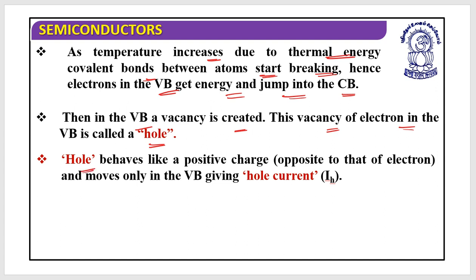A hole behaves like a positive charge carrier because basically it is the deficiency of electron. If an electron were there, it was a negatively charged location, but if it is a deficiency of electron, no negative is there, and when no negative is there, it means it is positive. So that's why we consider the hole a positive charge that moves only in the valence band, giving the hole current that we generally denote by IH.